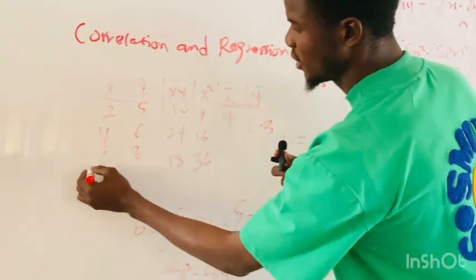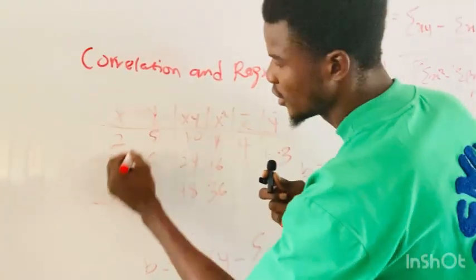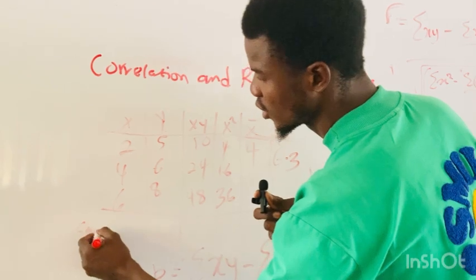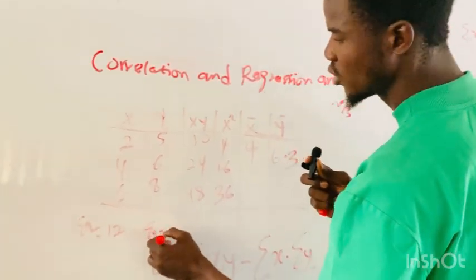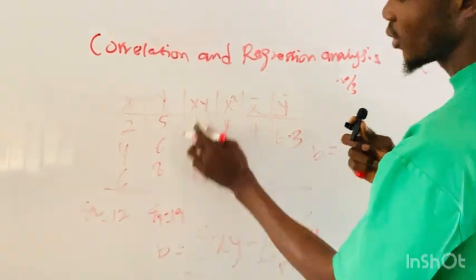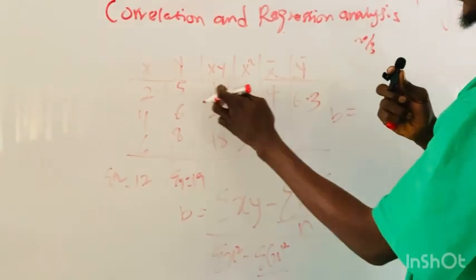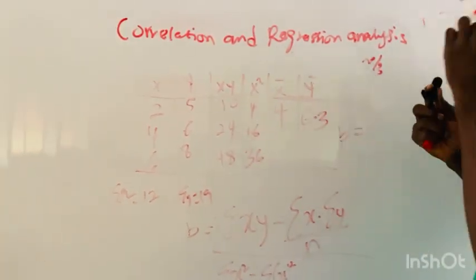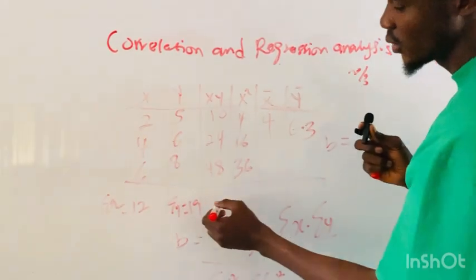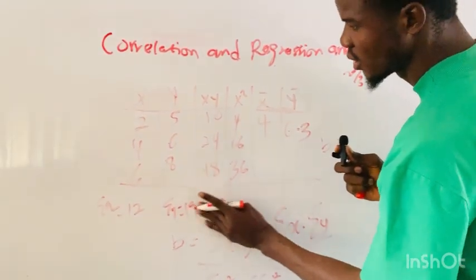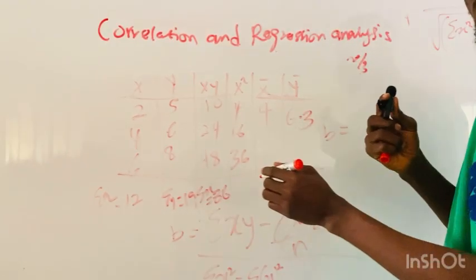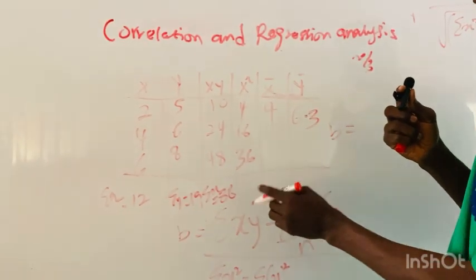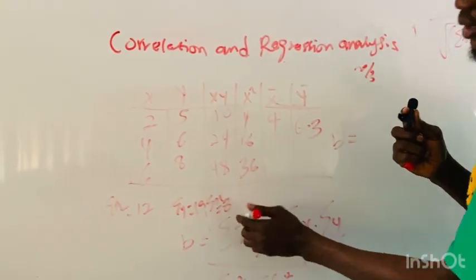So we haven't done the summation yet. The summation of x is equal to what? 4 plus 6 gives us 12. Summation of y is going to give us 19. Summation of xy: 34 plus 48 gives us 82.